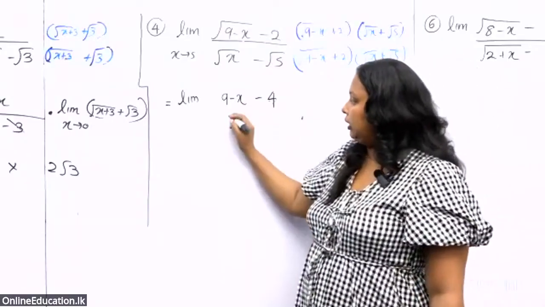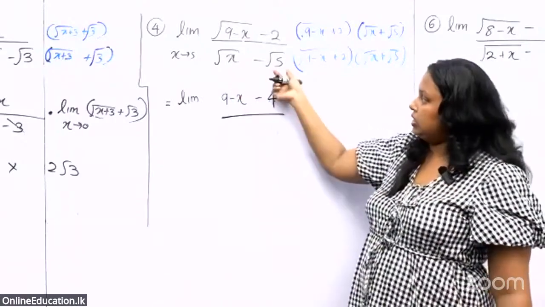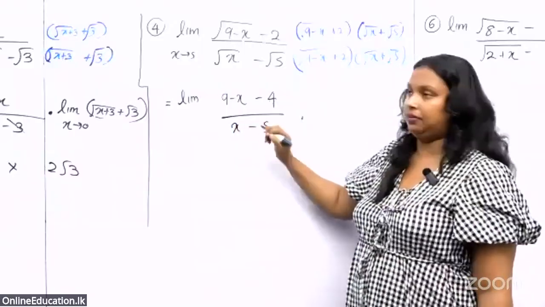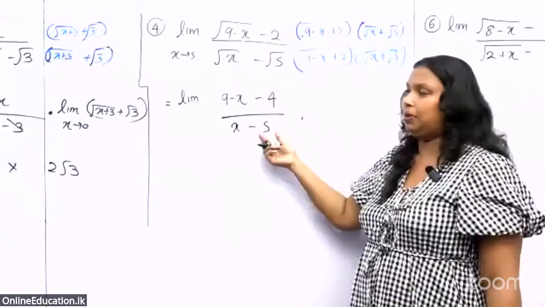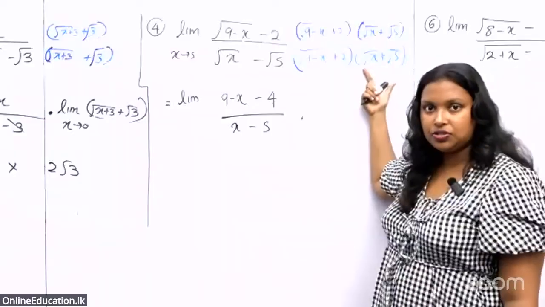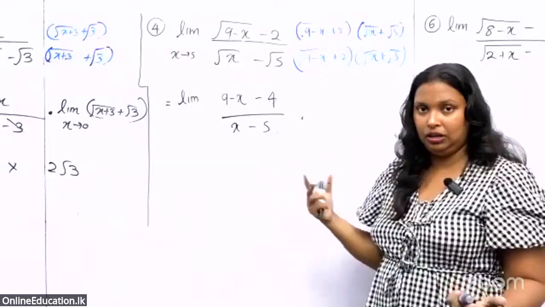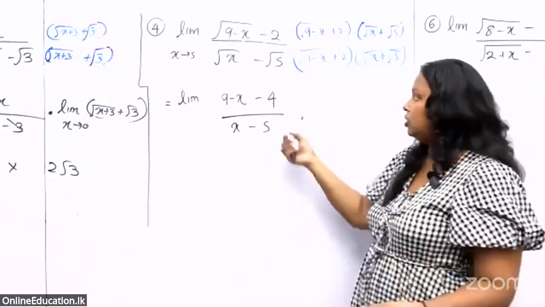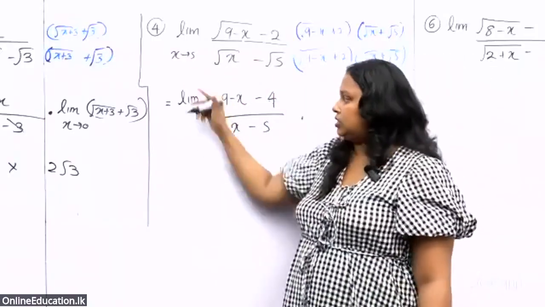Right? And the denominator, what comes to the denominator? Root x minus root 5, root x plus root 5. That one also we can write as x minus 5. Root x squared minus root 5 squared, that is x minus 5. This product, we can write as difference of two squares, a minus b, a plus b. These are the factors of difference of two squares, we can write like that. No? So root x minus root 5, root x plus root 5 we can write as x minus 5. Okay, when x tends to 5.